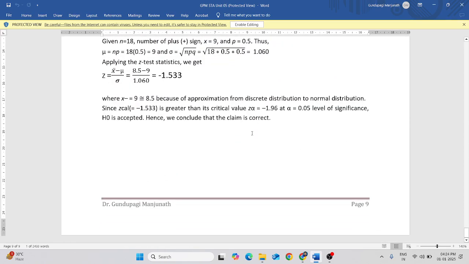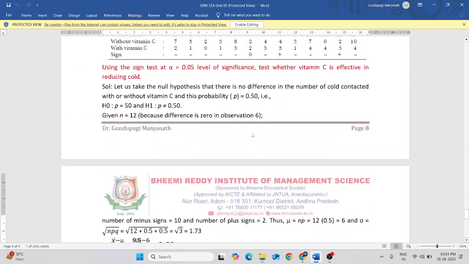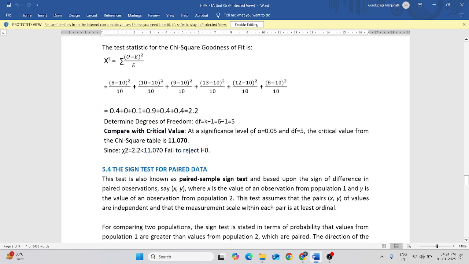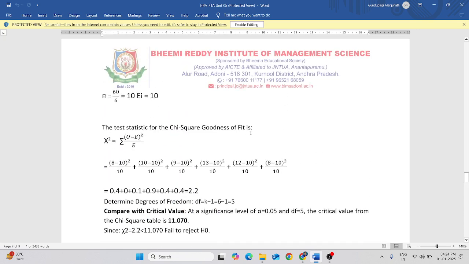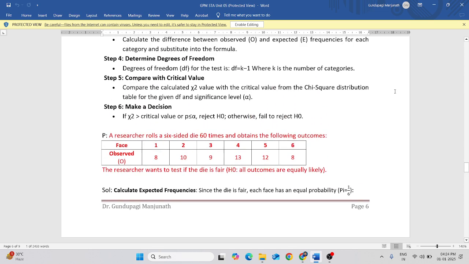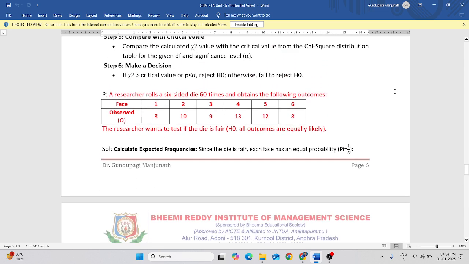So this is all about the chi-square test, sign test, and test of goodness of fit, especially the non-parametric tests we have considered. So thank you.